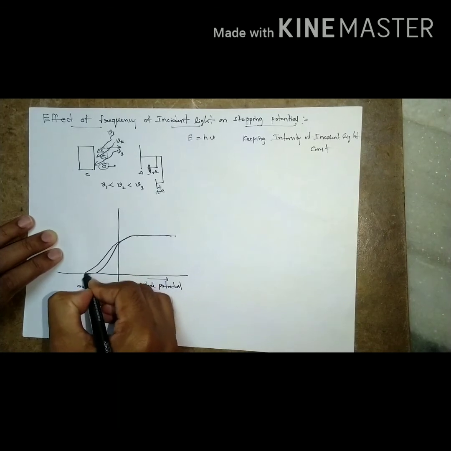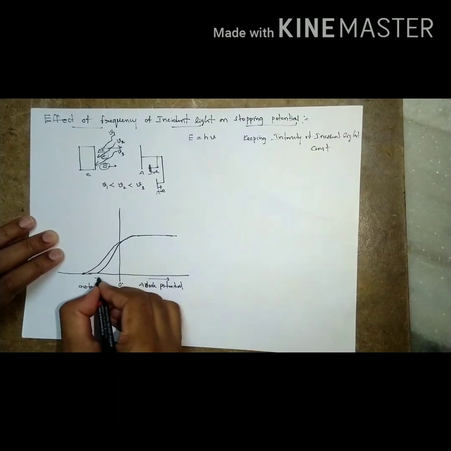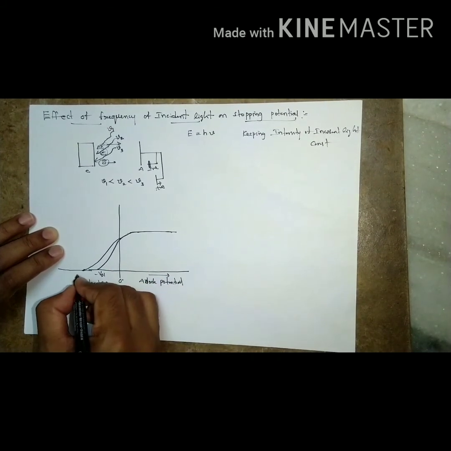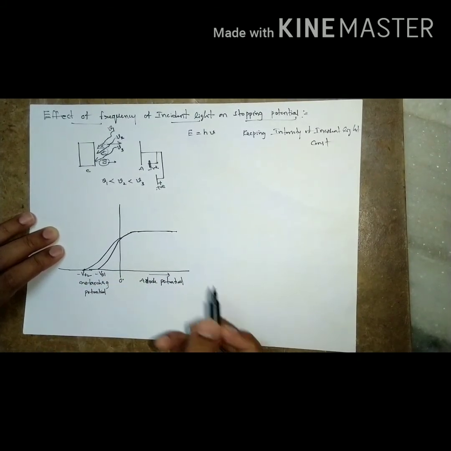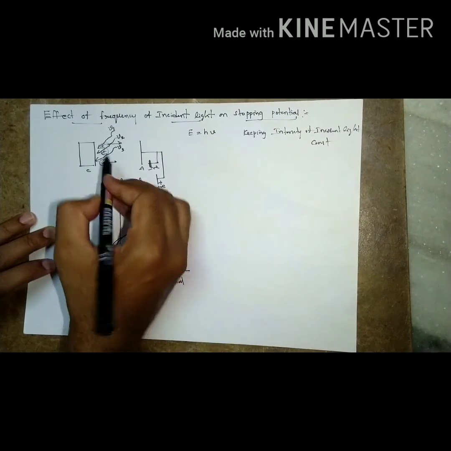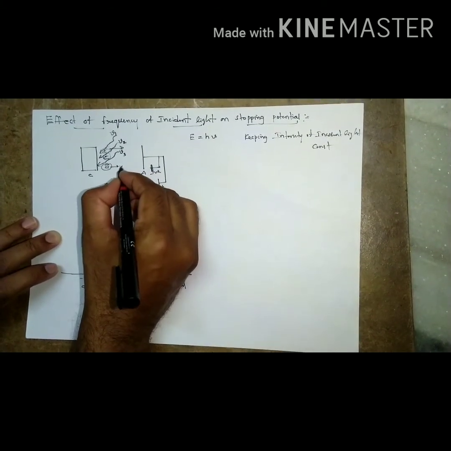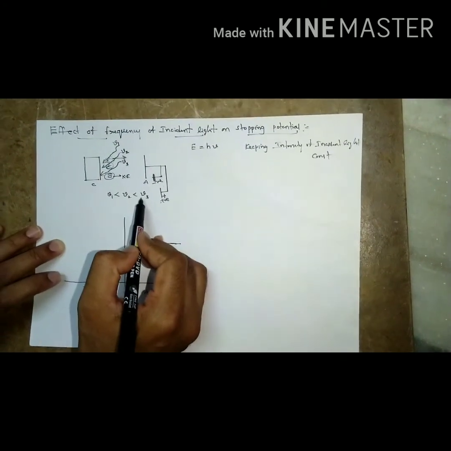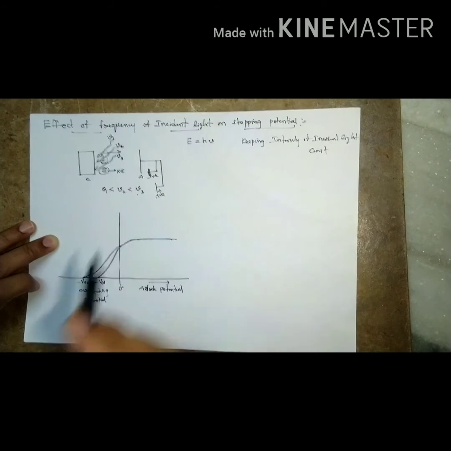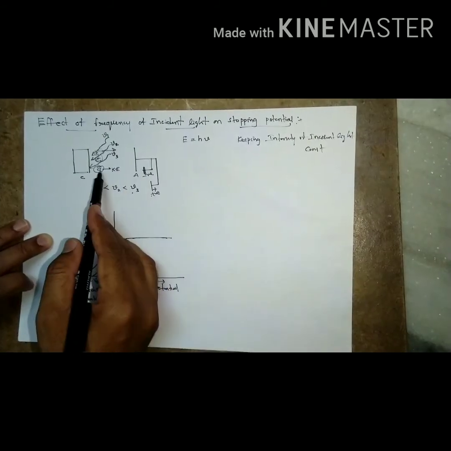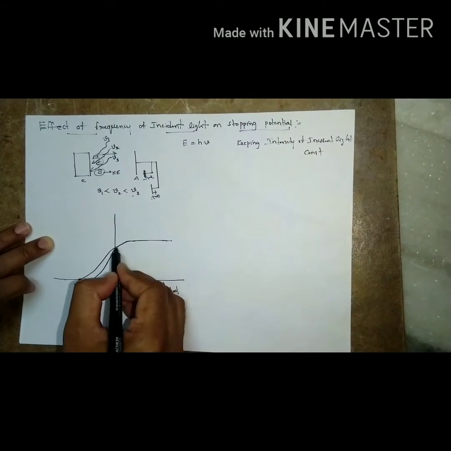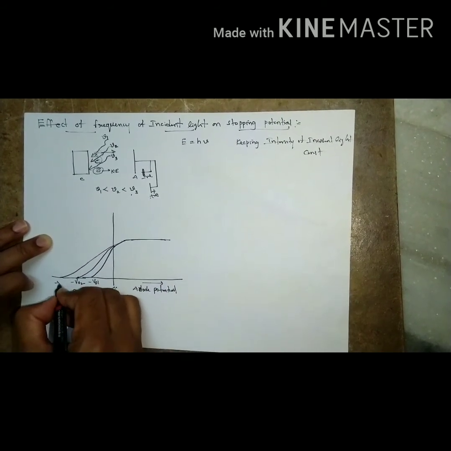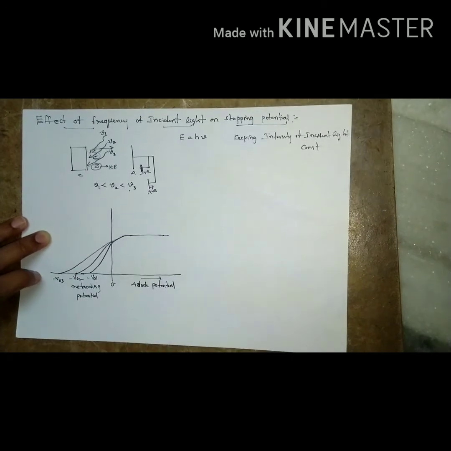So the stopping potential for the second light ray is minus V O2, and minus V O1 is the stopping potential for the first light. The third light has the highest frequency, so its electrons have more kinetic energy compared to the first and second, and more energy is required to stop them. So its stopping potential is more compared to the first and second. So this is most important.